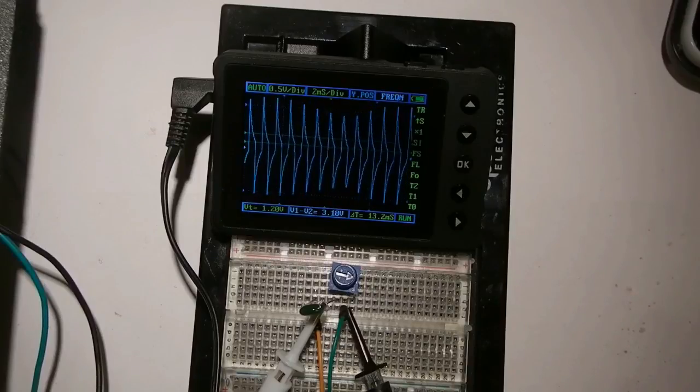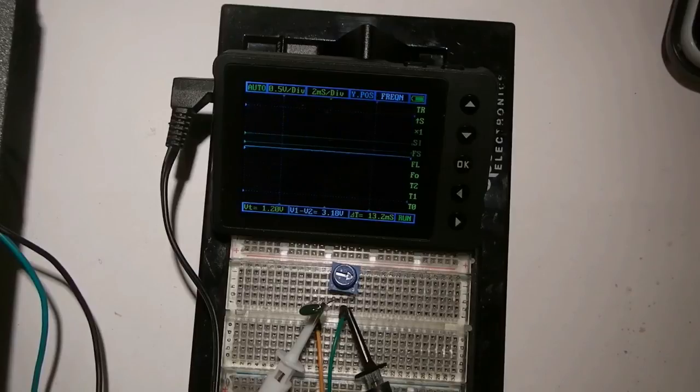So yeah, that's the two kinds of filters and how they affect not only sine waves, but triangles, saws, and square waves.